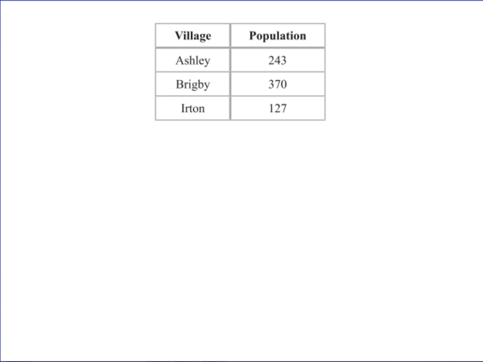And the final one, question 13. The table shows the population of each of 3 villages. Carrie carries out samples in these 3, and she wants to use stratified. 50 people from Brigby in this sample. Work out the number of people from Ireton.